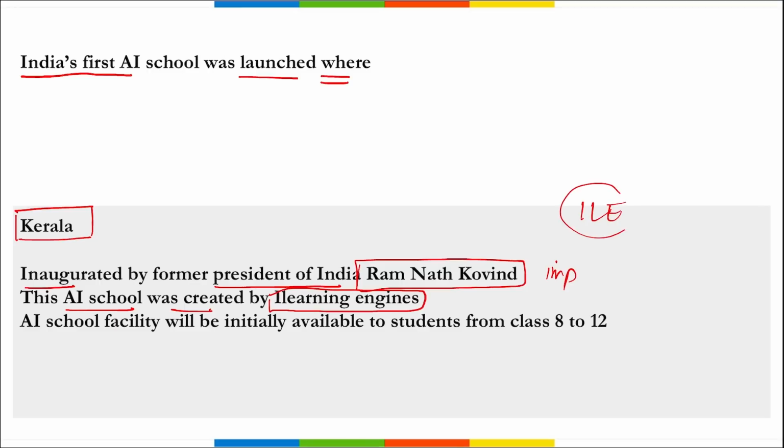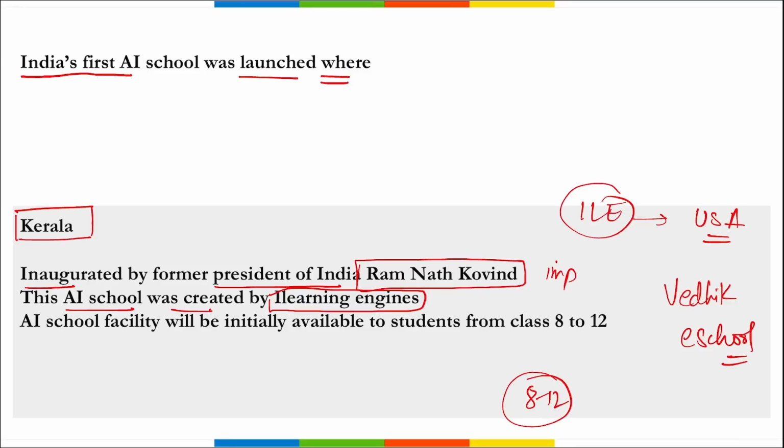This iLearning Engines, ILE, is a USA based company, and they have collaborated with Vedic eSchool. With the collaboration of these two, they have recently launched this artificial intelligence school. Here, classes 8 to 12 will benefit from this AI school facility. This curriculum will include various uses of artificial intelligence, what are the use cases of artificial intelligence, and how students can use AI to make their learning more effective. Correct? And this will be based on NEP 2020.